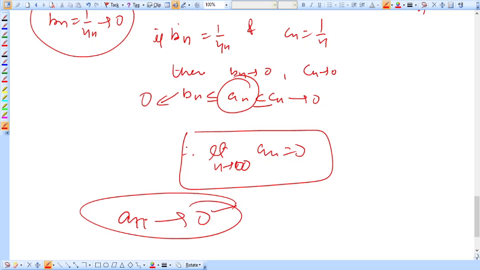So this is how we use the sandwich theorem. I think this is it for today. Rest of the things will be done tomorrow. Thank you.